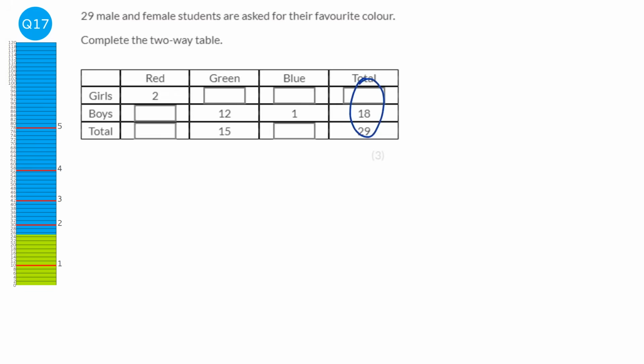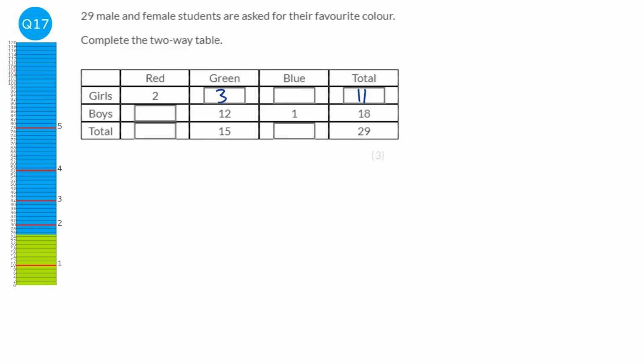I'm going to first of all look here, and notice that the total of girls and boys is 29, the total of the boys is 18, so take away the 18 from 29 and we get 11. Next one I'm going to fill out is this one. Notice that the total for the green is 15, total for the boys who picked green is 12, and therefore for the girls it's going to be 3.